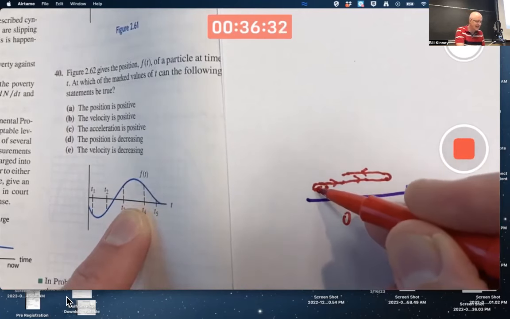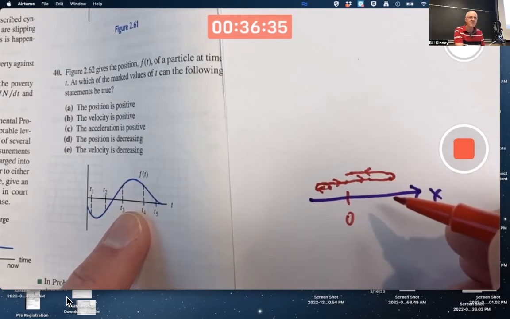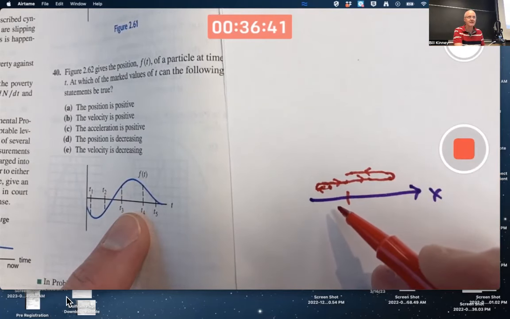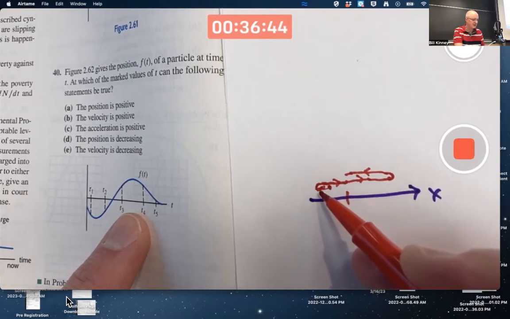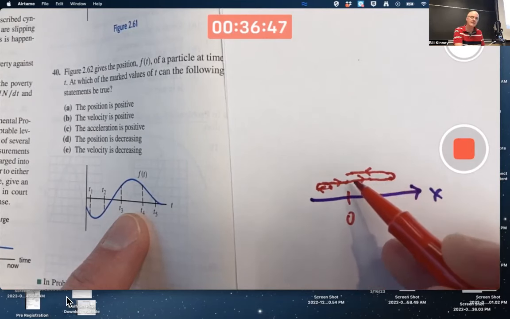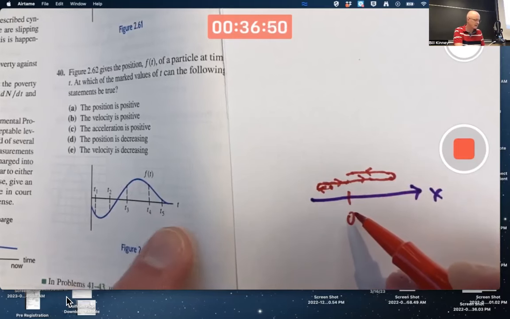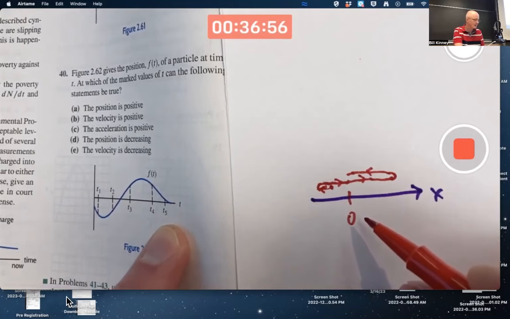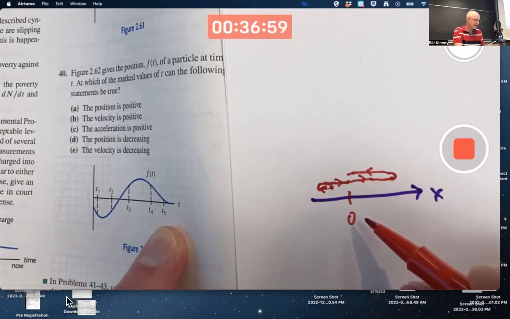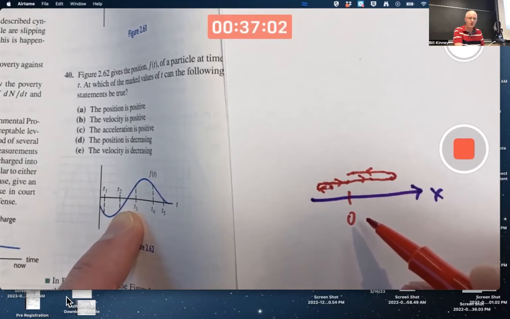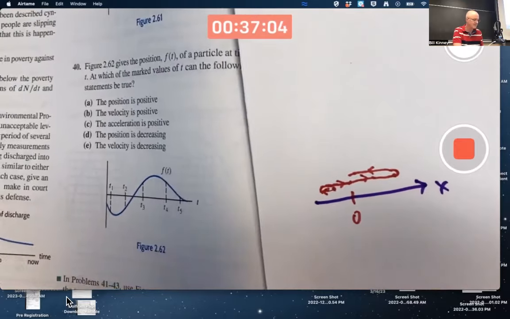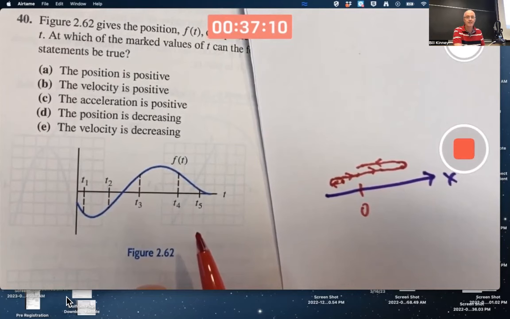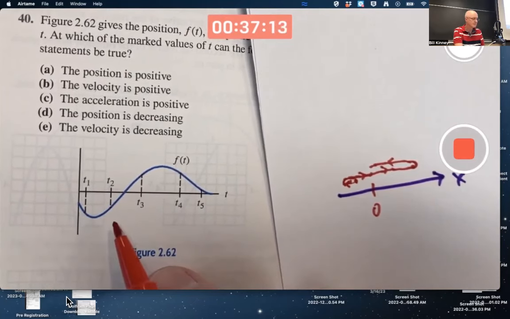Now I drew this as kind of like a backwards S shape. Realize that in reality, you're just going back and forth. That's just for visual clarity. You're moving to the left, turn around, move to the right, turn around, move to the left. End at position 0 because this graph is back to the horizontal axis at that moment in time. So as far as where the position is positive, it's when you're to the right of that horizontal intercept, at T3, T4, and T5. Position is negative at T1 and T2.